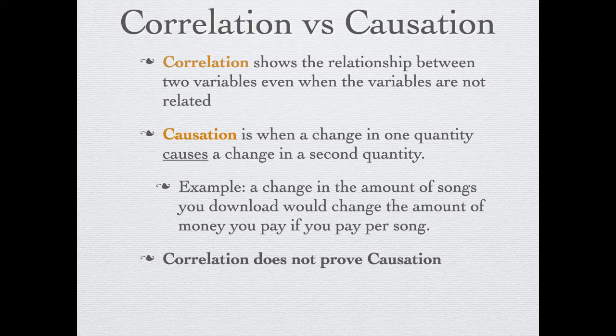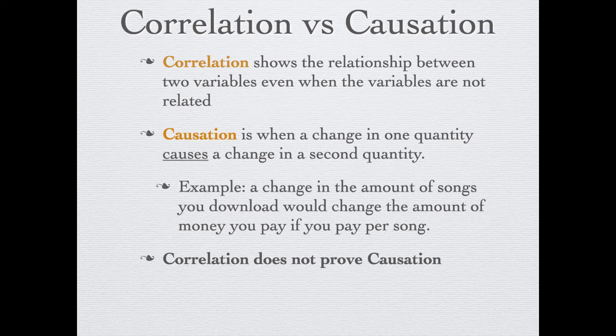Yesterday we talked about correlation, and it just shows the relationship between two variables even when the variables are not related. It's just a set of data that we can plot. And then we can see that there's a correlation between two different items. Causation is when a change in one quantity causes a change in the second quantity. For example, a change in the amount of songs you download would change the amount of money you pay if you're paying per song. More songs, more money.